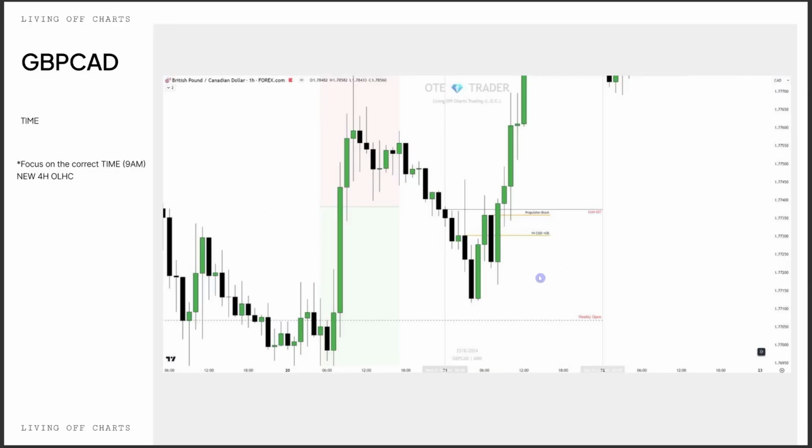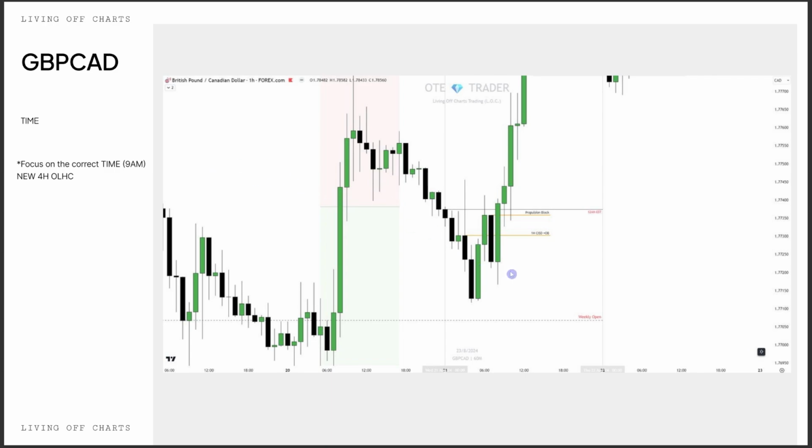If we zoom in a little bit more, we form another down close candle on top of that 1-hour change in the state of delivery order block, right? Which is a propulsion block. Now, characteristics of a propulsion block is that price needs to expand away with it with some volatility, right?